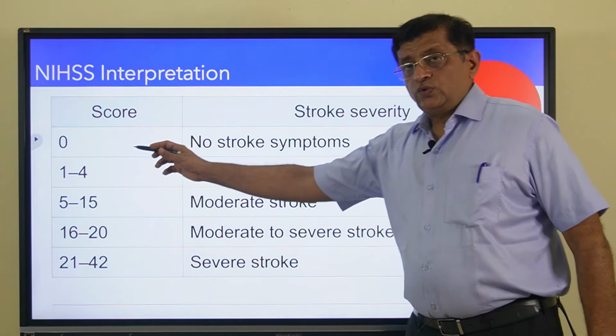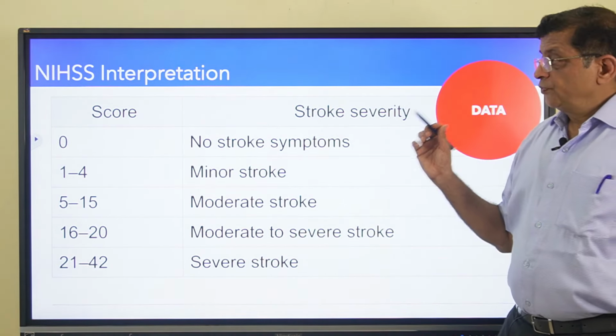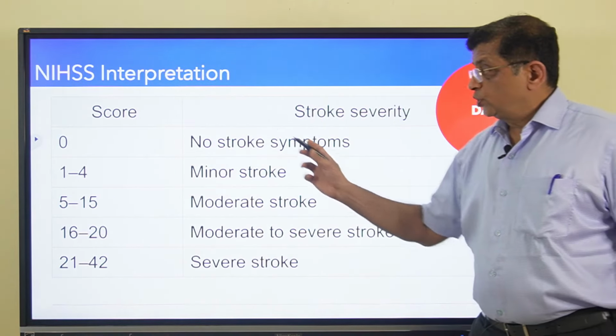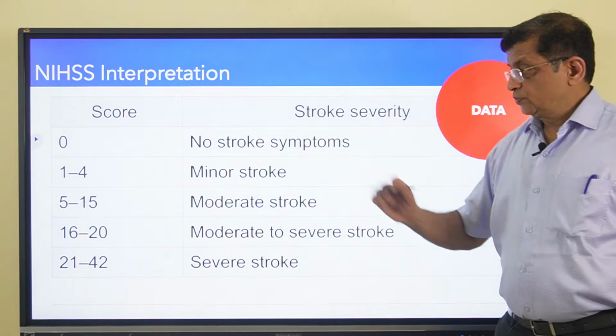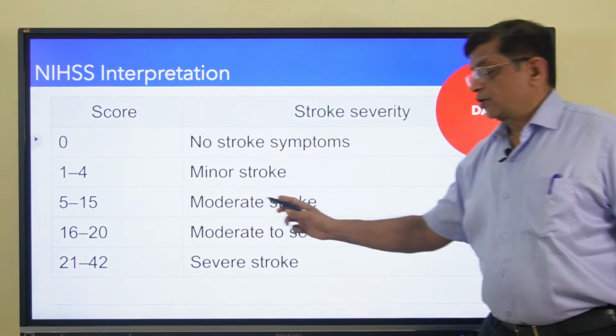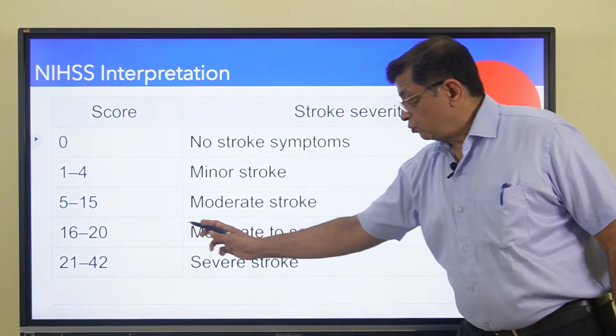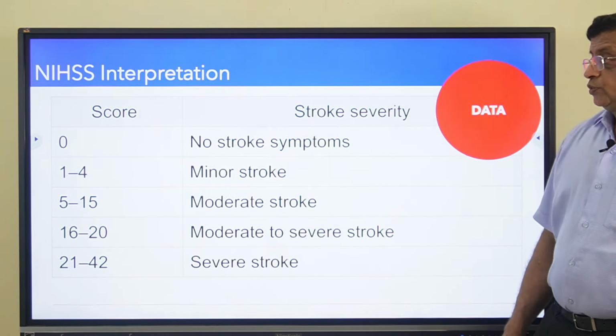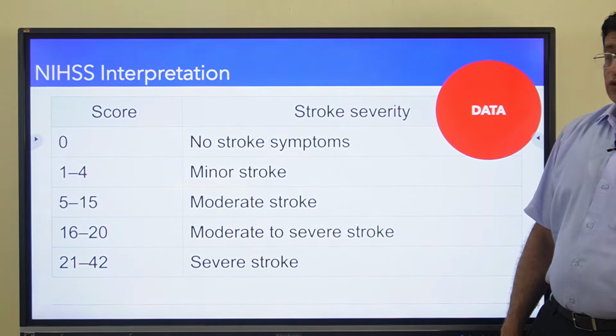If the score is 0, there is no stroke. If the score is 1 to 4, there is a minor stroke. Usually you do not thrombolyse these minor strokes. 5 to 15, moderate stroke. 16 to 20, moderate to severe, and 21 to 42, severe stroke. So this is how you get to the severity of the stroke.